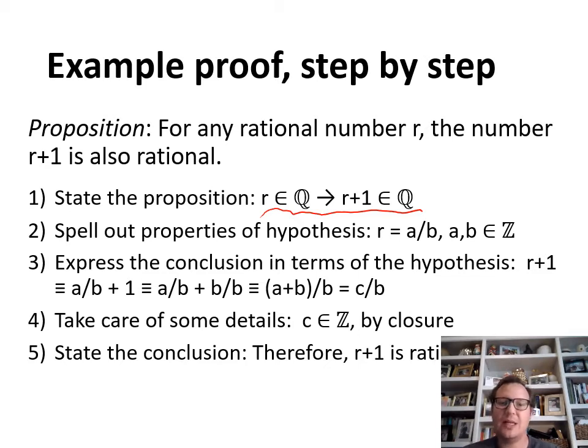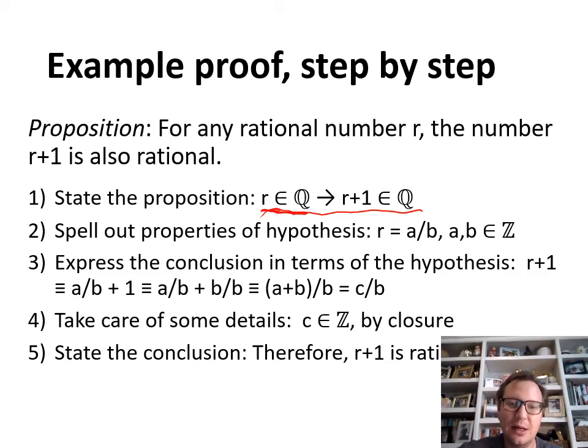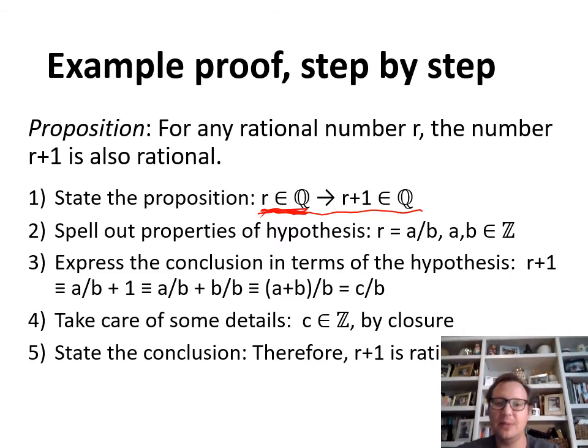Now we want to spell out various properties of our hypothesis. So the hypothesis is this expression on the left of the implication. So we know that r is rational, and from the definition of the rational number, we know that r is equal to a over b, where a and b are integers.